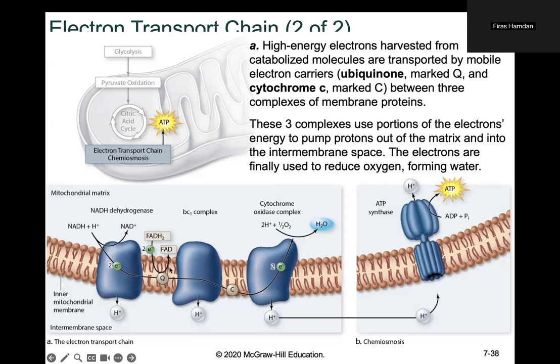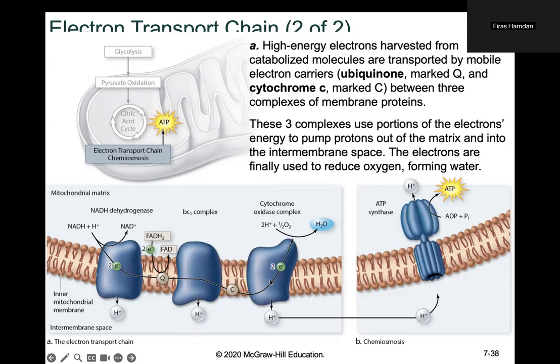It's going to pass them to another pump called the BC1 complex. BC1 complex is an electron carrier, but also, sorry, a proton pump. So it's going to do the same thing as your NADH dehydrogenase. It's going to pump out these hydrogens. Then it's going to pass these electrons to cytochrome C. And cytochrome C is very similar to quinone. It doesn't do anything. It's just an electron carrier.